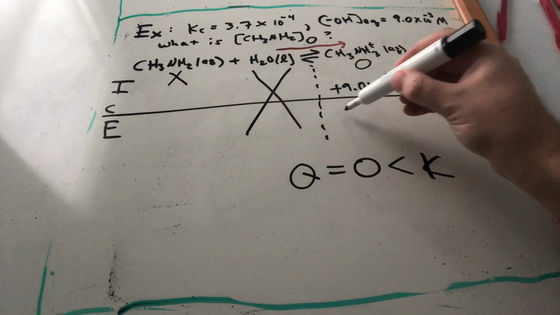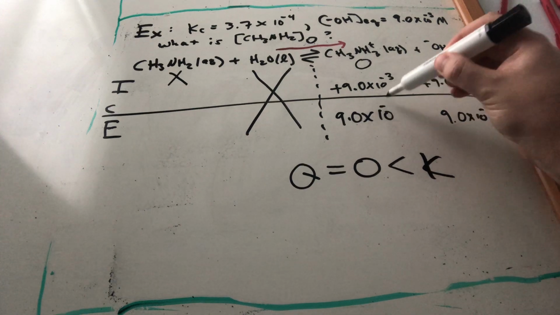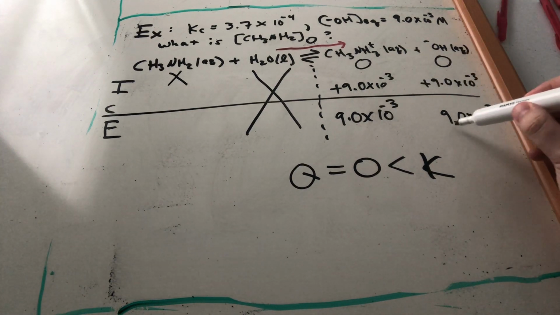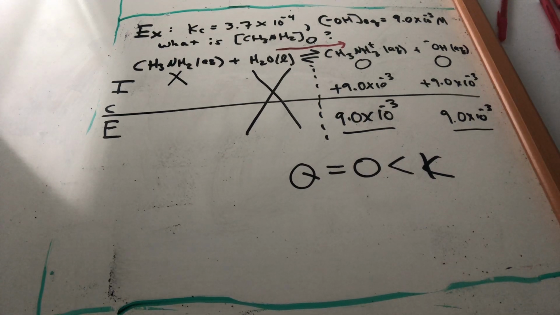So I plus C equals E. Oh yeah, if I start with 0 of this, and I start with 0 of this, and I end up with some amount over here, it has to be the same amount over here. So now I come to this side of the ICE table.